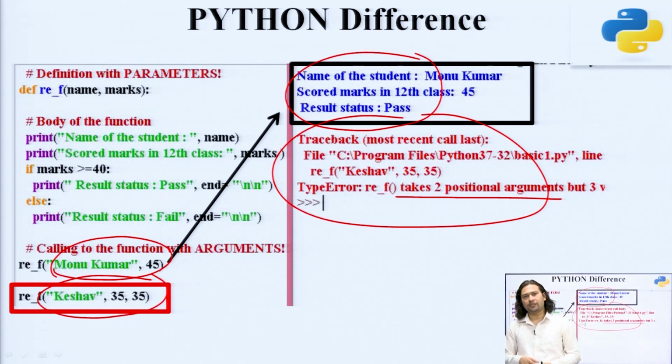But now the next question is: is it really always the case that the parameters must equal the arguments? There are cases where this number can change. That means, yes, we can run the program even if the parameters and arguments are not the same, but only under some conditions.